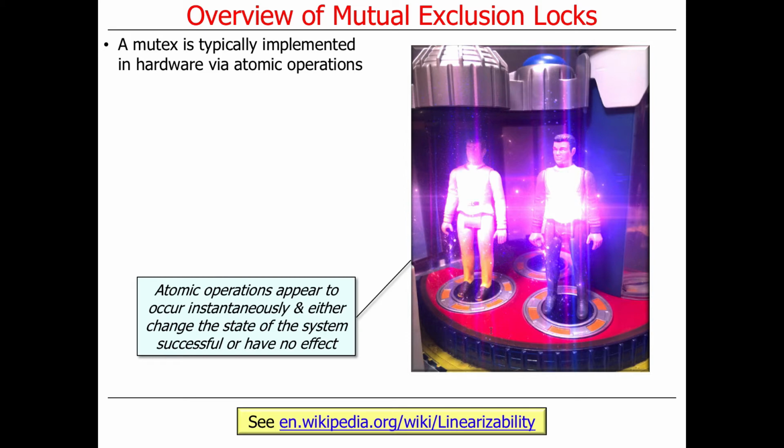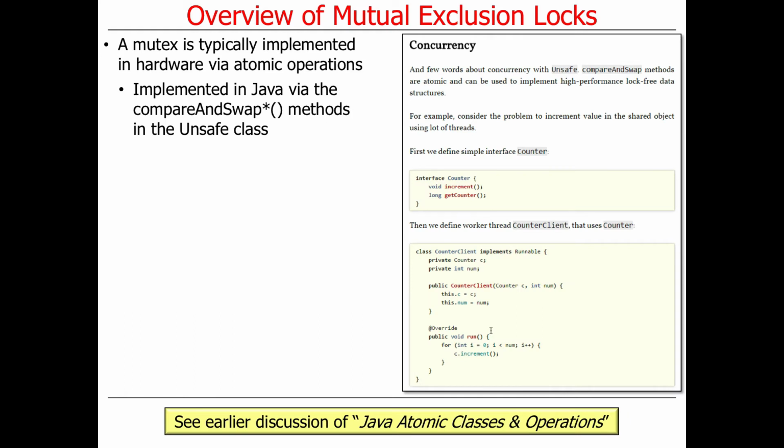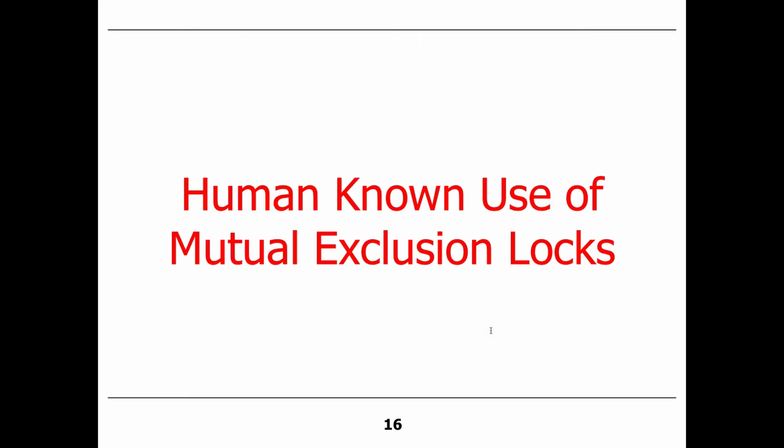As you recall, atomic operations either occur or don't occur. Typically this is implemented using spin locks, as we've seen with concurrent swap operations. That's what Java provides: concurrent swap methods in the Java Unsafe class. You got a little taste of that with the last programming assignment. We also covered that when we discussed AtomicBoolean, AtomicReference, AtomicInteger, AtomicLong, all the atomic classes and operations.